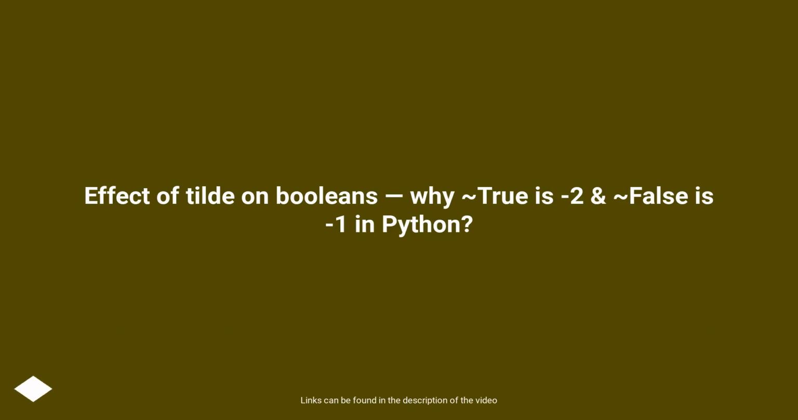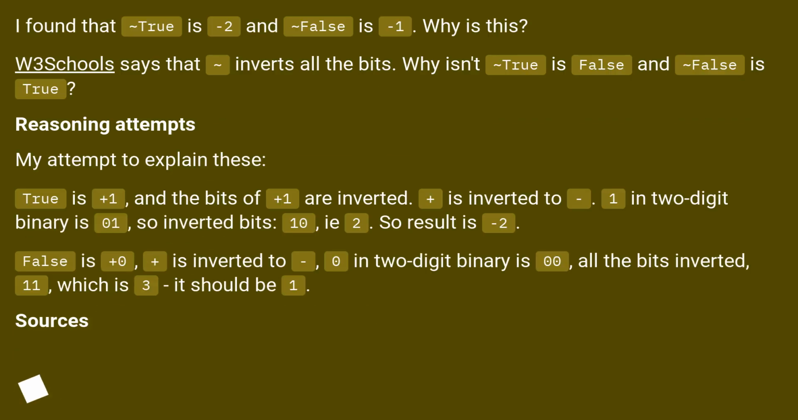Effect of tilde on booleans, why true is -2 and false is -1 in Python. I found that true is -2 and false is -1. Why is this? W3Schools says that it inverts all the bits. Why isn't true false and false true?